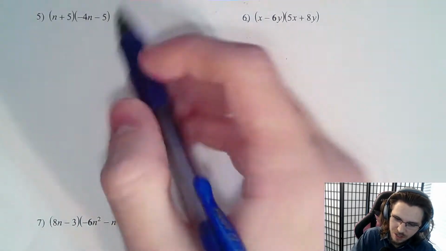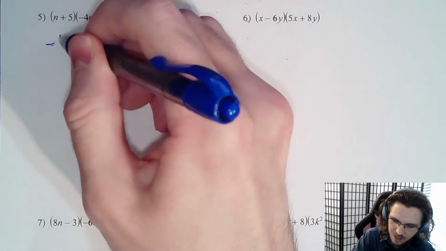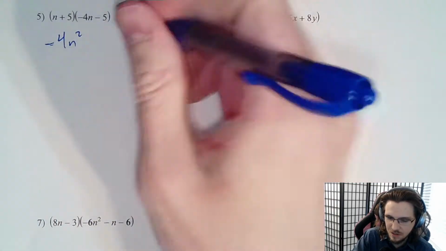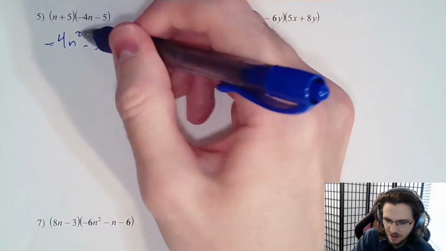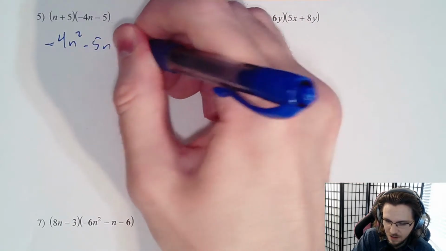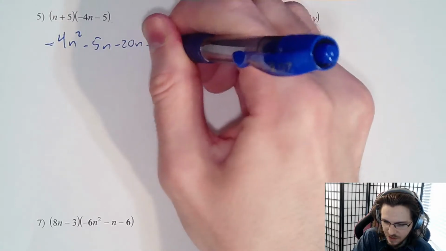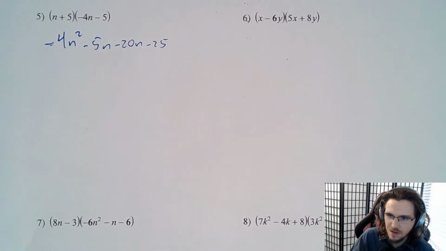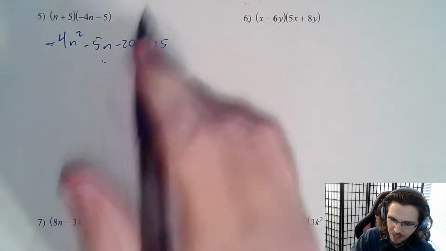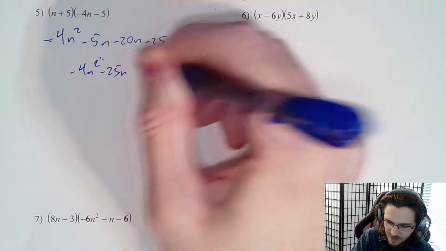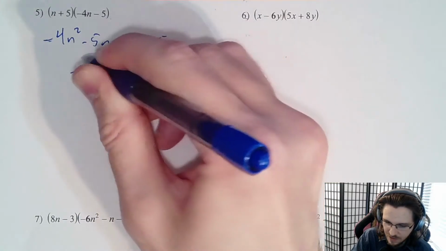So let's do it. So our first, -4n squared, our outer, -5n, our inner, -20n, our last, -25. And then these two in the middle add together. -4n squared minus 25n minus 25, nice and quick.